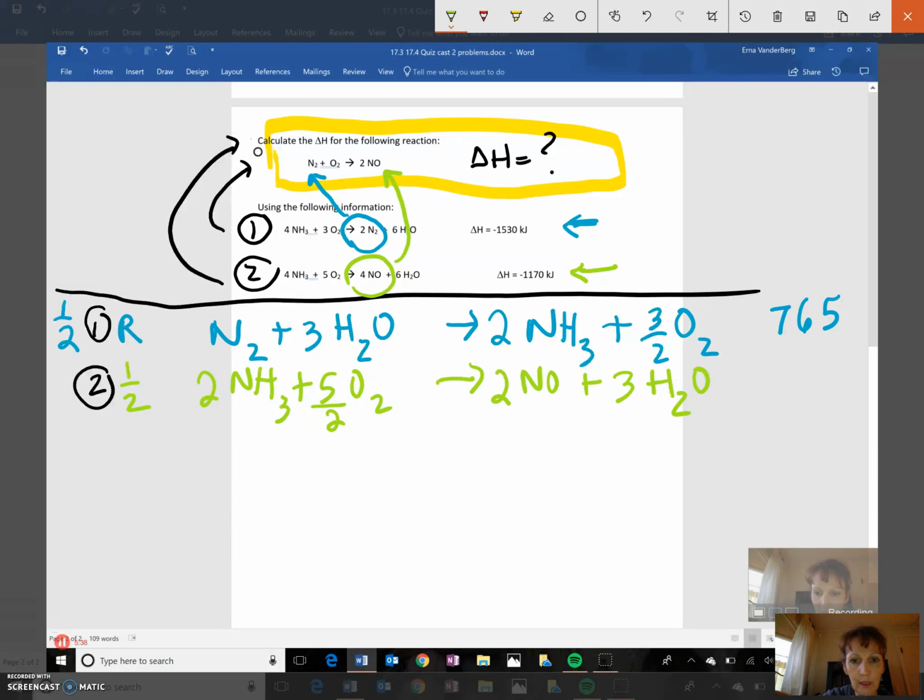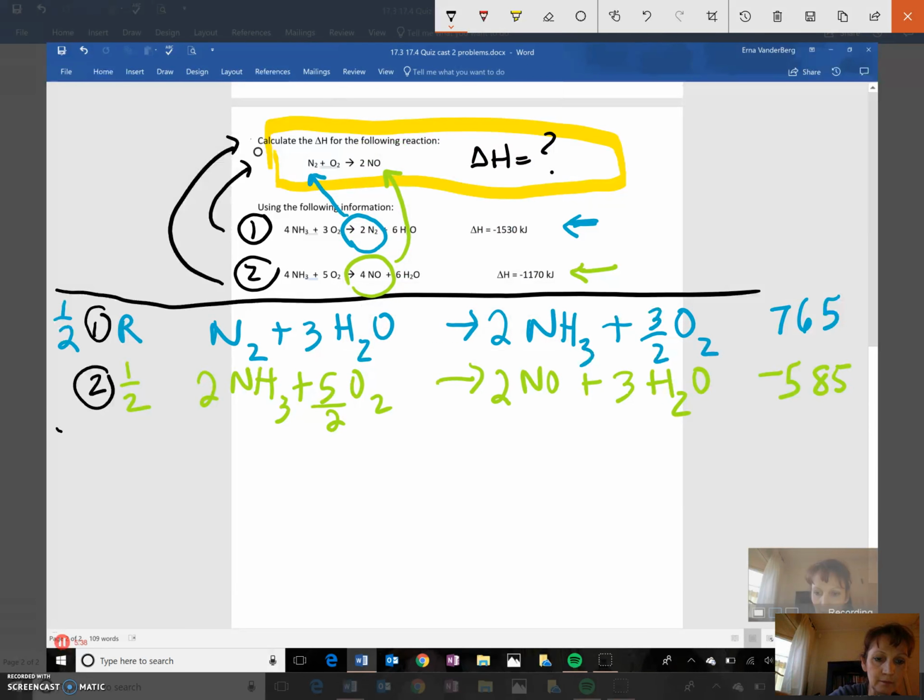Now, I do have to take 1/2 of this enthalpy. Negative 1170 divided by 2. What is that? Negative 585. Write me if that's not what it is. Okay, so let's continue on.